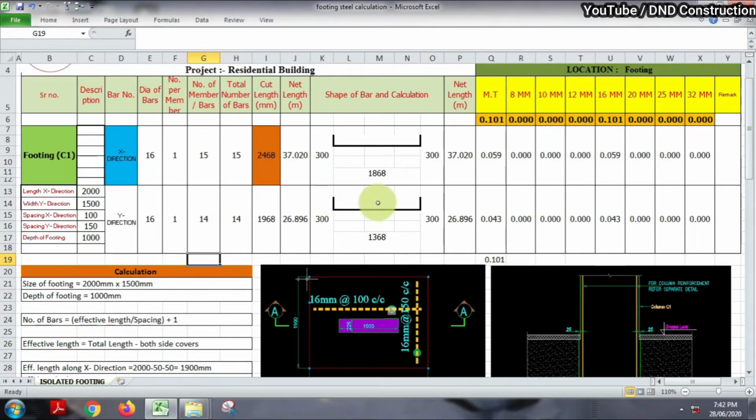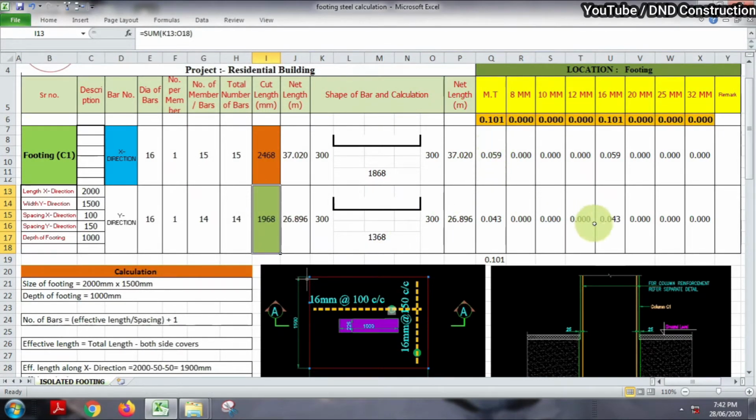The anchor length is 300 on the left side and 300 on the other side, and the formula for the y direction length is 1500 minus both side cover 50 minus both side bend 1d. By this formula we will get 1368. Adding all the values, 300 plus 1368, we get 1968 as the cutting length for the y direction. As you can see, we got the cutting length of the x direction and of the y direction.